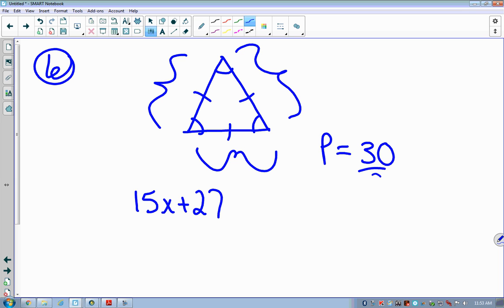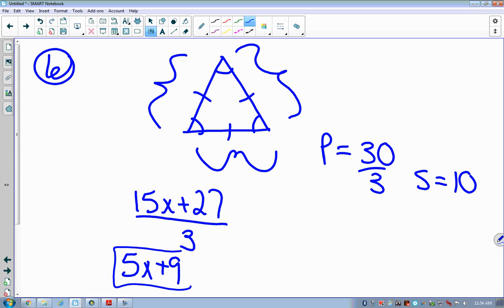Divide by 3, and we would know that the side length was just 10. Should we do anything different with this? No, do the same thing. So I'm going to divide by 3. What's 15x divided by 3? 5x. And what's 27 divided by 3? 9. So the length of each side is 5x plus 9. Does that make sense? But we have to know something about regular polygons in order to set that up.